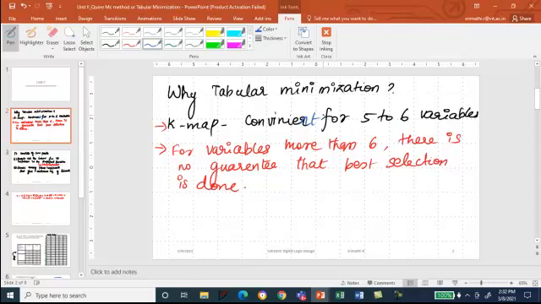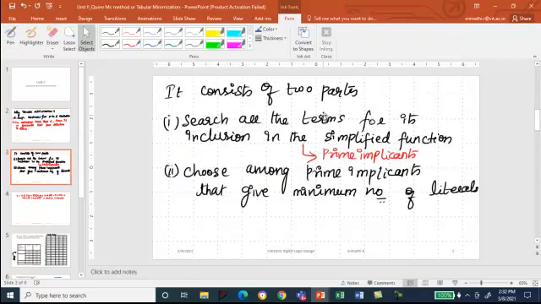But for more than 6 variables, we cannot assure that the combinations we make with ones or zeros in the K-map can be the best. So for that case, we go ahead with tabular minimization, and it consists of two parts. The first step is: in the given function, search for all the terms that are present, and among those terms, find which can be included in the simplified function.